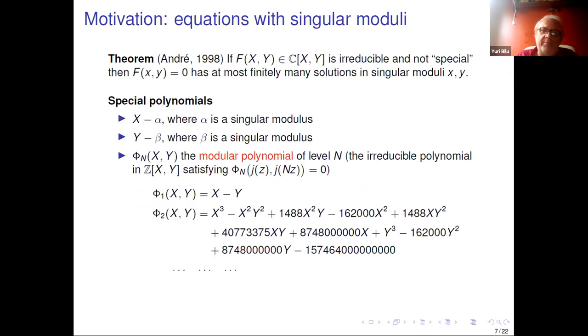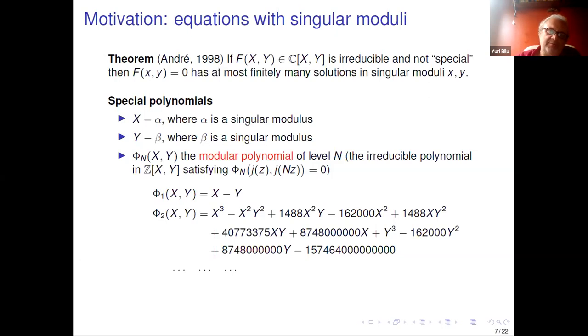Let F be a polynomial, irreducible, and assume that it is not special in a certain sense. Then this equation, f of x, y equals 0, has at most finitely many solutions in singular moduli.